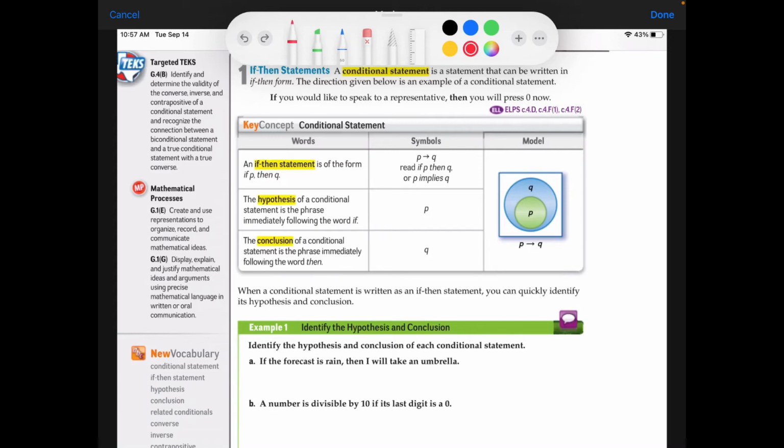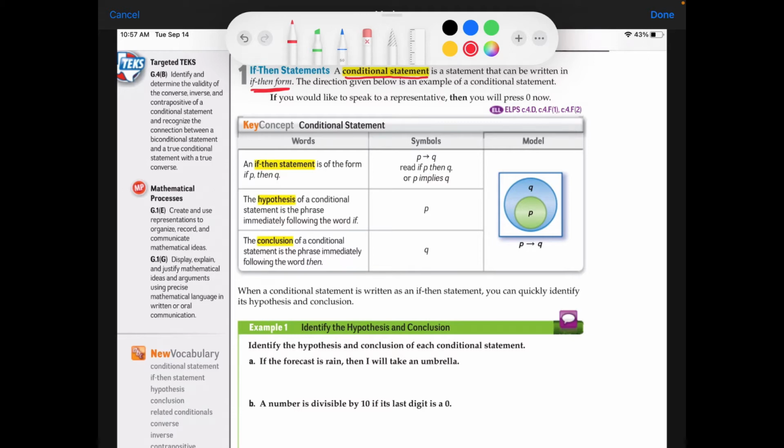We have been talking about developing our logic, and today we're going to talk specifically about statements that are in if-then form. We call this a conditional statement. What is a conditional statement? It can be written in the if-then form. For example, if I do my homework, then I can complete my class assignments.